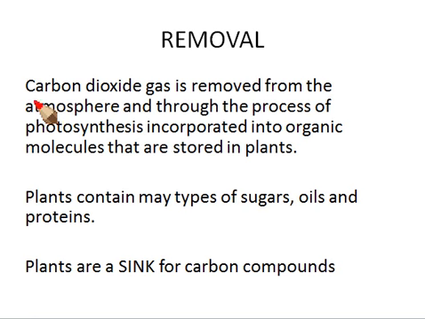So, in summary, carbon dioxide is removed from the atmosphere, and through the process of photosynthesis it's incorporated into other organic molecules. So the plant will make sugars, oils, proteins. So photosynthesis is the process of removing carbon from the atmosphere.